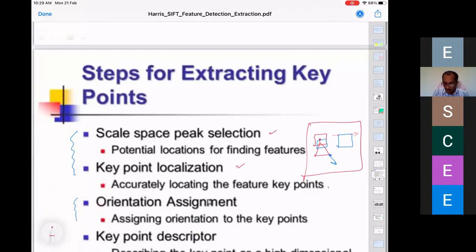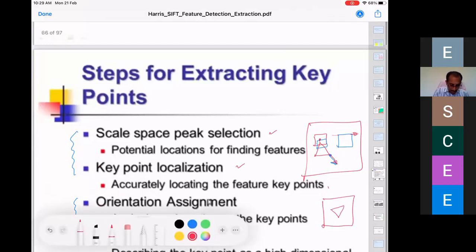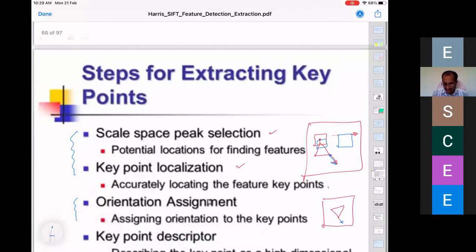So how does it help? If I understand that this is the orientation of the key point, then in the other image, if the same object is there but oriented differently, I will try to pick the same key point there, but its orientation is like this there. So in this image the key point orientation is like this, and in this image it is like this.